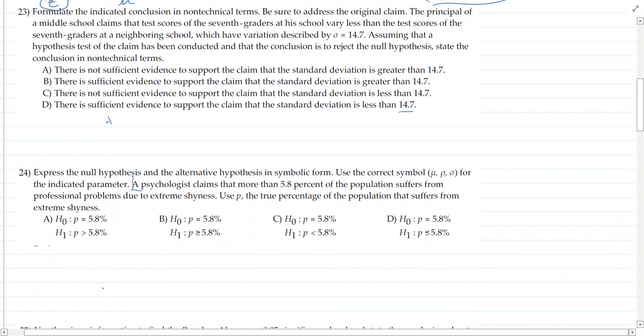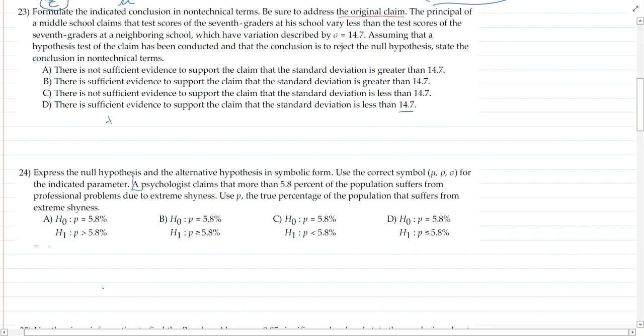All right, now this one here is indicating understanding of what we've learned in this section. Formulate the indicated conclusion in non-technical terms. That means we're not saying fail to reject or reject the null hypothesis. We're saying what was the claim and what we mean by the solution. Be sure to address the original claim. So already we have the information that we need.